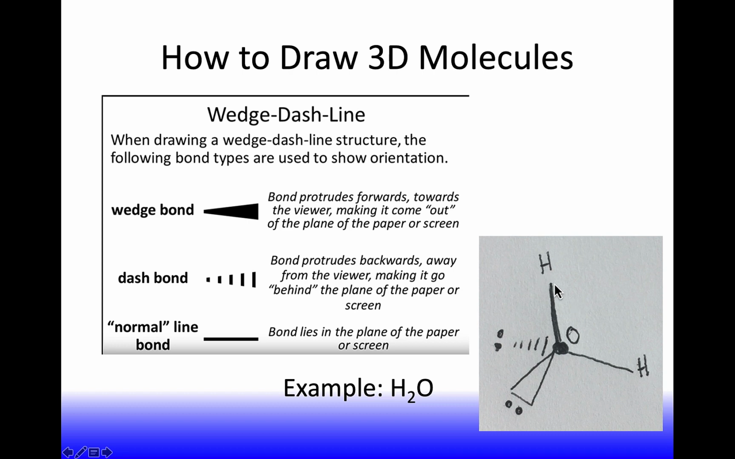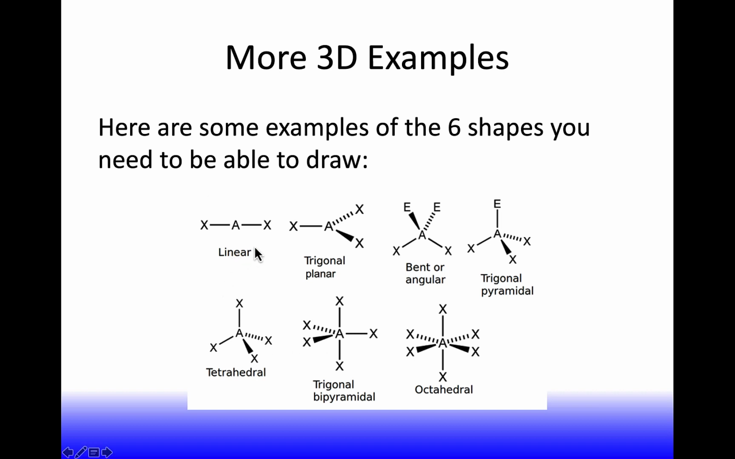Now look, this hydrogen and this hydrogen are solid lines. They're in the plane of the paper. The center atom is our oxygen. You've got two lone pairs. One is a wedge coming in front of the paper, and one would be a dashed wedge getting smaller. That means it's behind the paper. So here are some examples. Now there are slight variations on how to draw them, but in these examples, A's and X's are atoms, E's are lone pairs of electrons. So it gives you an idea of how to draw some of these shapes.